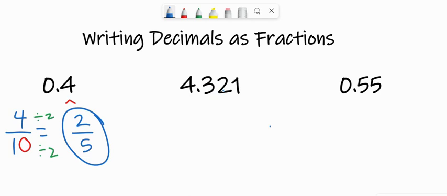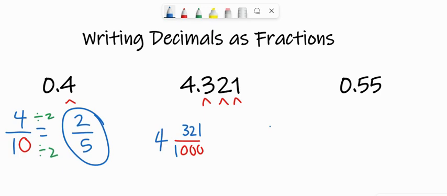4.321. Now this one has 3 digits after the decimal. So I need 3 zeros on the bottom. 1 out in front, and then 4, 3, 2, 1. Or you could do this and then reduce it. You could have the 4 out in front and make it into a mixed number. So if they want a mixed number, you leave it like that.